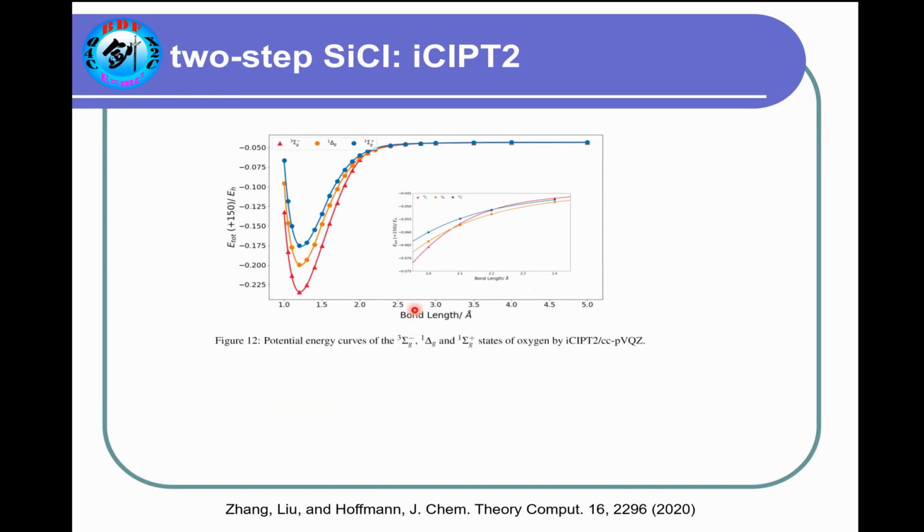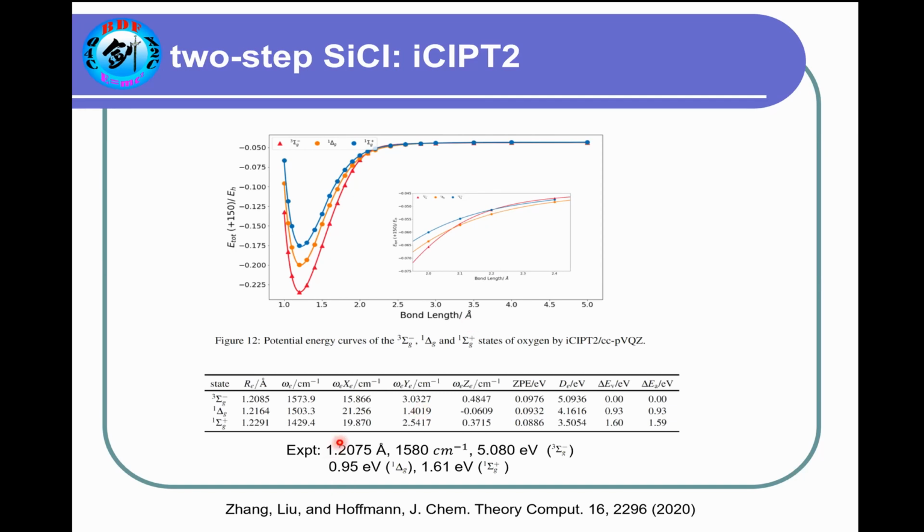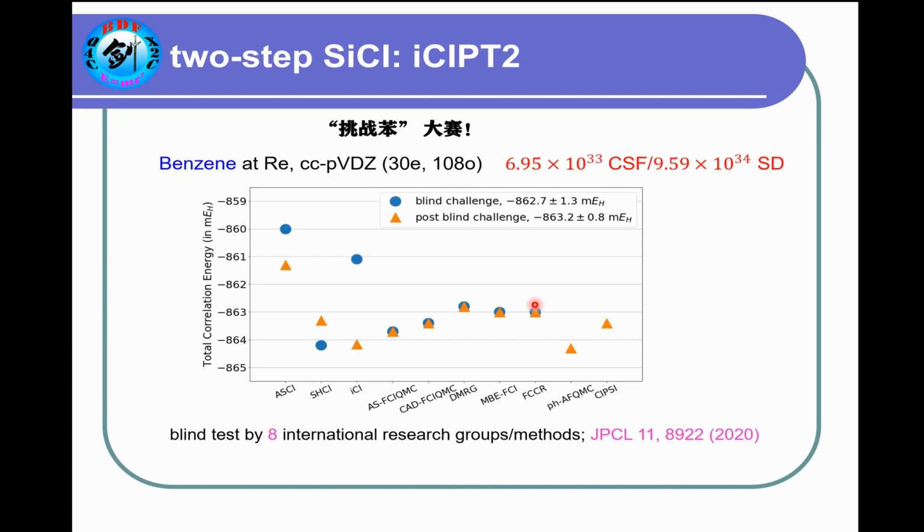Let me show you just a few examples. These are potential energy curves of oxygen for triplet, singlet delta, and sigma states. You can see we do reproduce very smooth curves, even in this region where the three curves get close. And of course, the spectroscopic constants come out very nicely. This is a toy example.